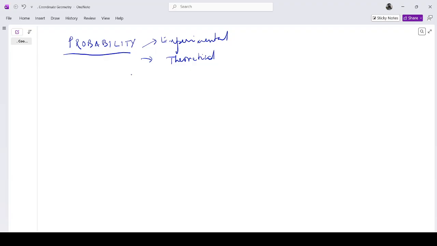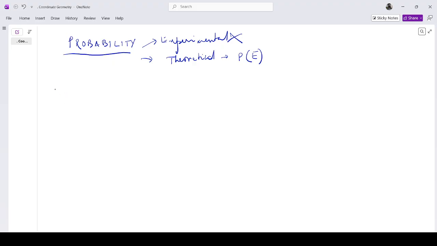So what happens in theoretical probability? The probability we find through the theoretical approach without actually performing an experiment is called theoretical probability. This theoretical probability is represented by P(E), the probability of any event.